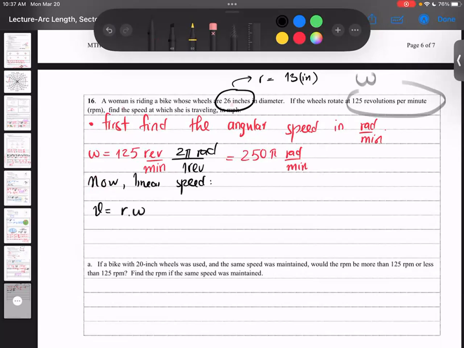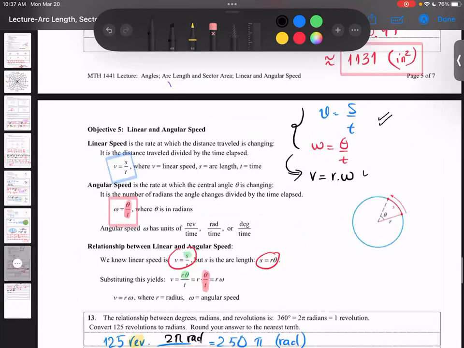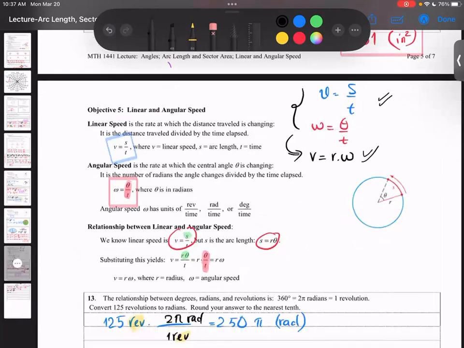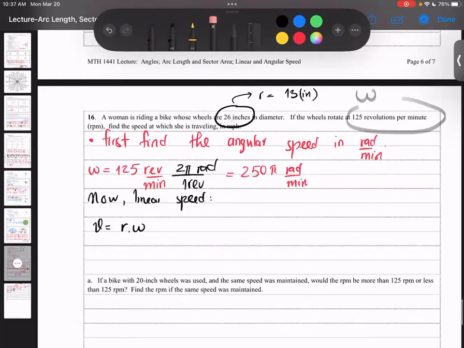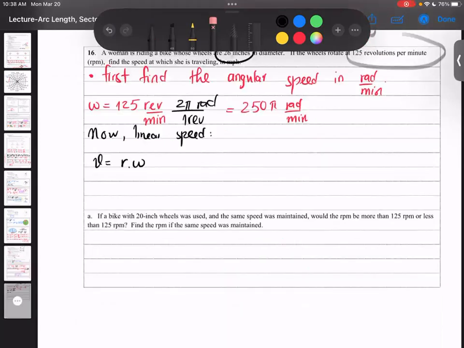You cannot use s divided by t. You don't have s, right? You remember the ones in blue right here. There are two of them. Well, use the one that you have. We don't have s, but we have r and omega, so we're going to use v equal r times omega. Well, r is radius, which is 13 inch. Omega is 250 pi radian per minute. I like to include my units because later I need to cancel something. That's equivalent to 3,250 pi inch per minute.